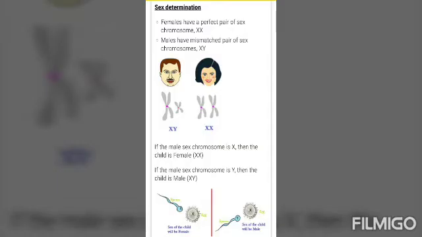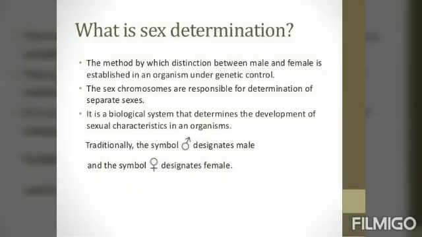You might have learned that when XX meets, the child is a girl, or when XY meets, the child is a boy. So what is the theory or the reason behind this which decides the sex of a child? Let's first study what is sex determination.